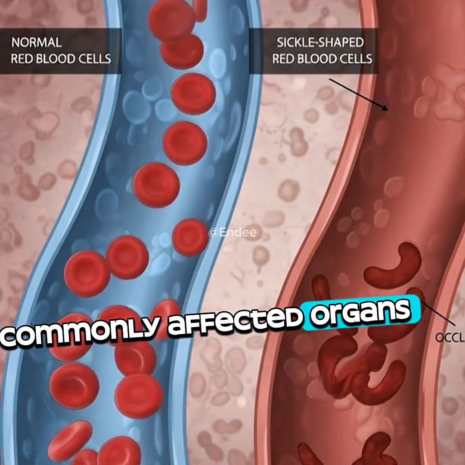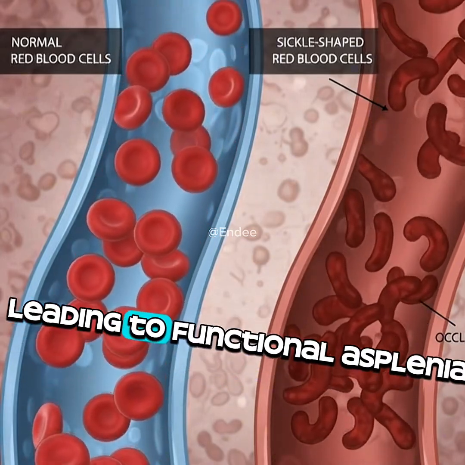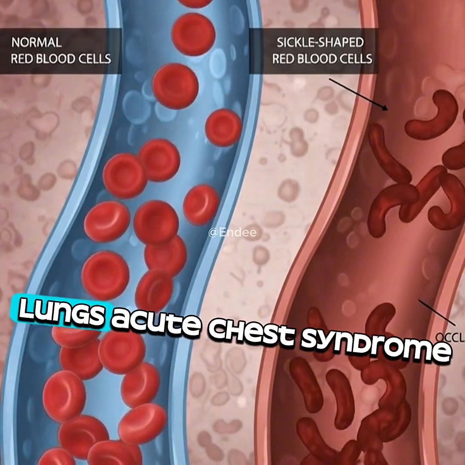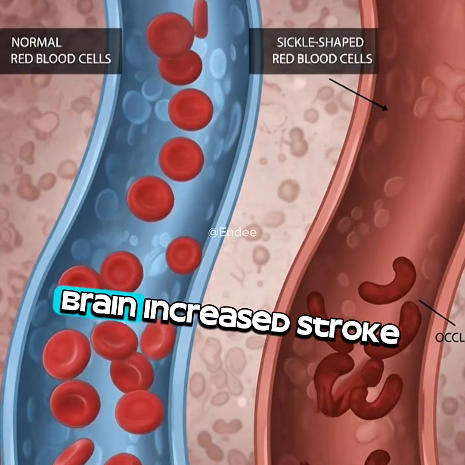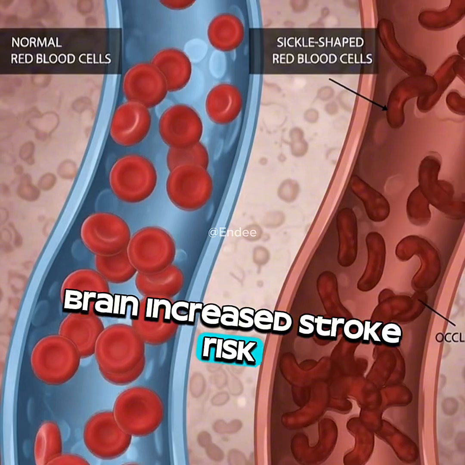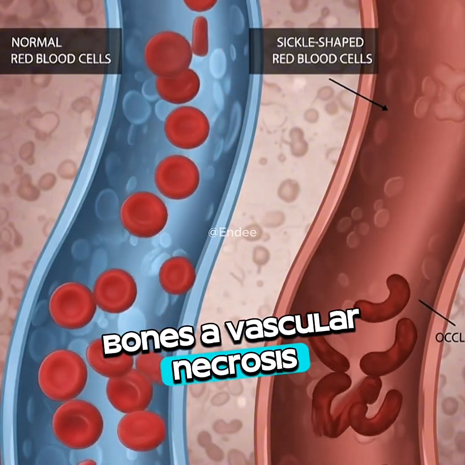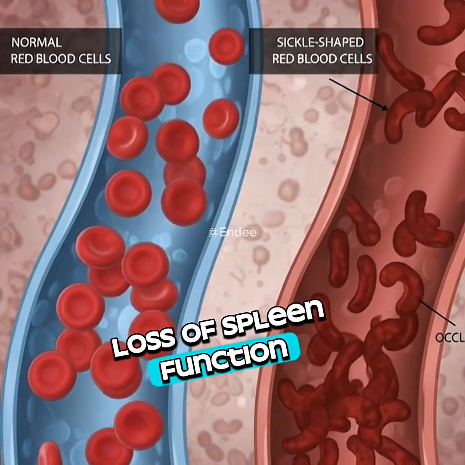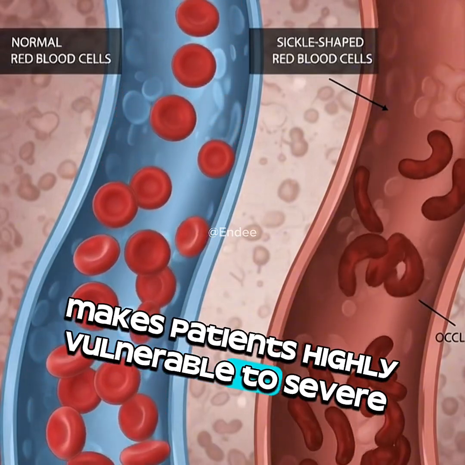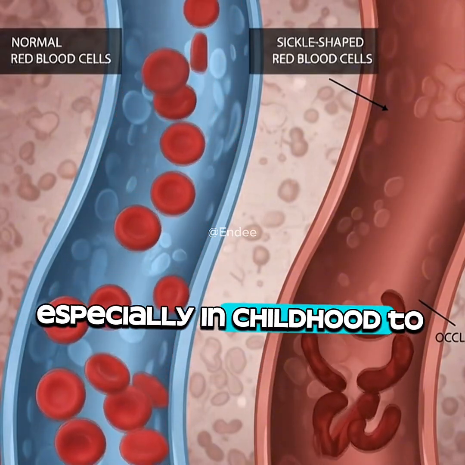Commonly affected organs include spleen, leading to functional asplenia, lungs, acute chest syndrome, brain, increased stroke risk, kidneys, chronic kidney disease, bones, avascular necrosis. Loss of spleen function makes patients highly vulnerable to severe infections, especially in childhood.